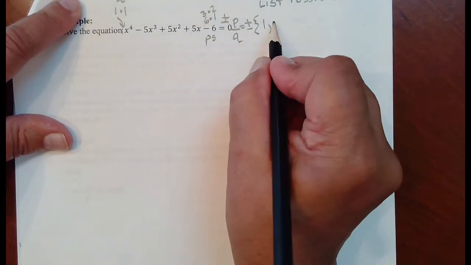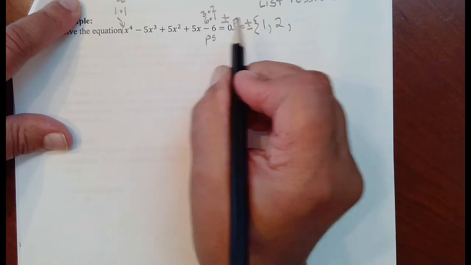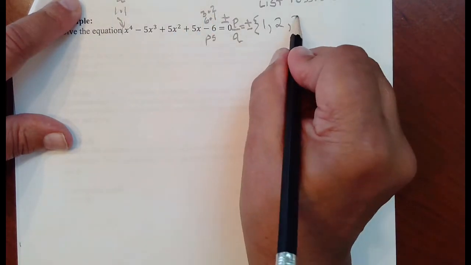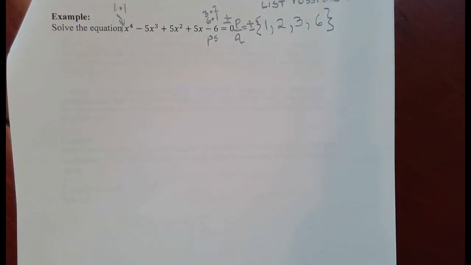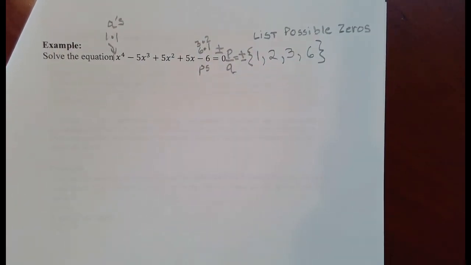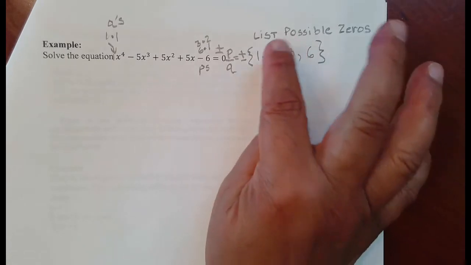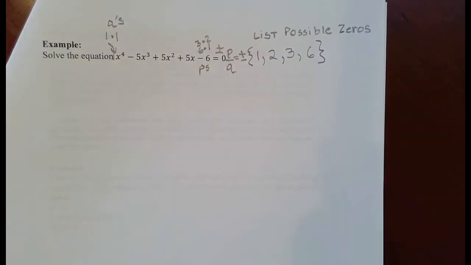We could have 2 over 1. We could have 3 over 1. And we could have 6 over 1. So although there looks like there's only 4 items here to try, there's actually 8. Because you can try plus or minus 1, plus or minus 2, plus or minus 3, plus or minus 6.